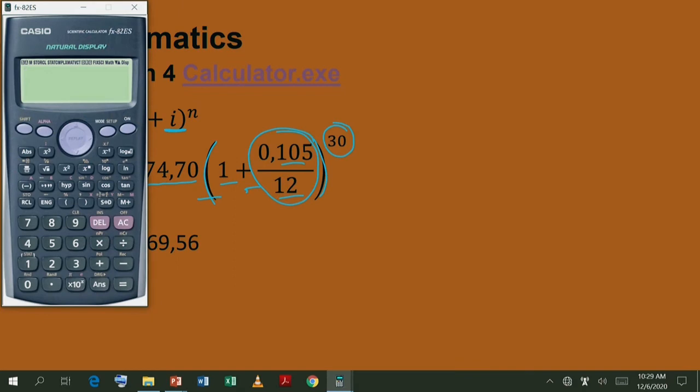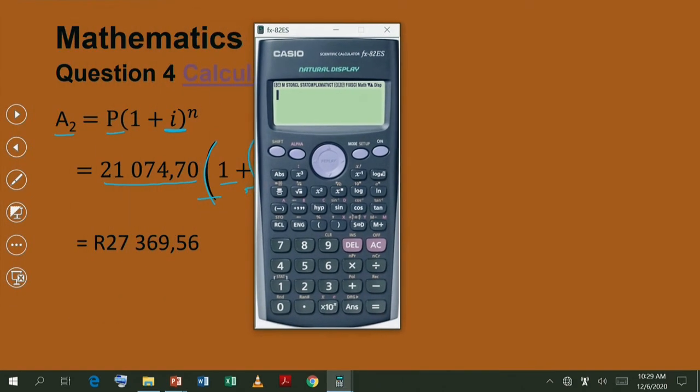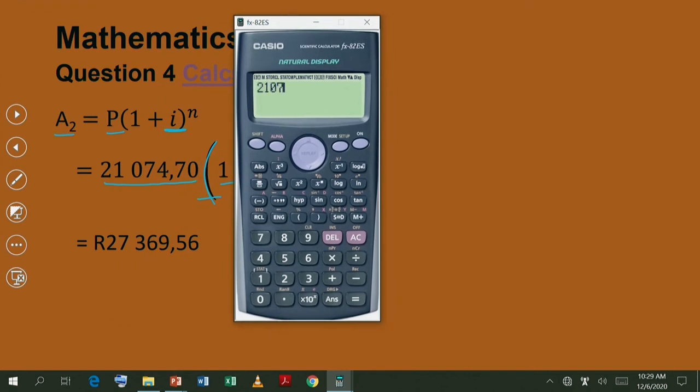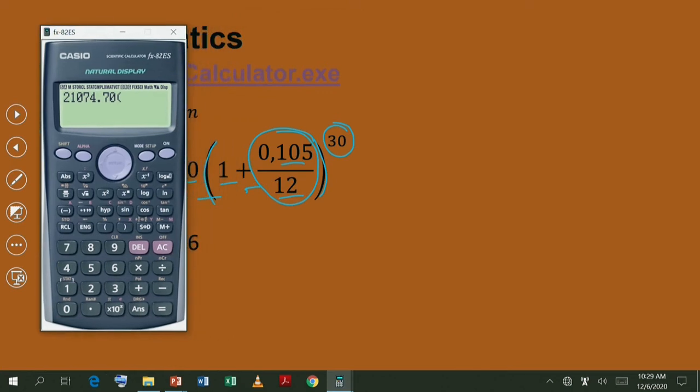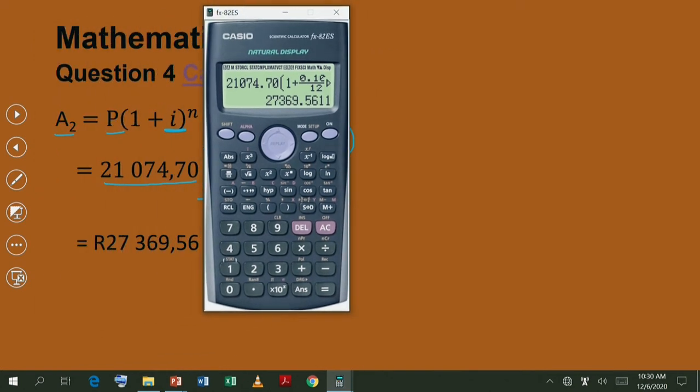So to work this out using the calculator, we're going to take 21,074.70 cents, right? Then we open the bracket. After opening the bracket, we say 1 plus the fraction button, 0,105, right arrow button, and then 12, right arrow button, close the bracket. And then we say everything to the power of 30. Are we together? Then we can press the equal sign and look at that. Isn't that the answer? That gives us 27,369.56.